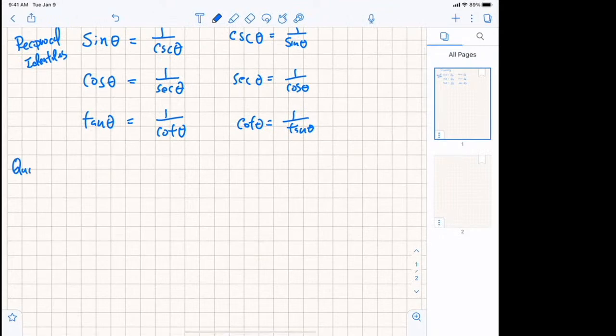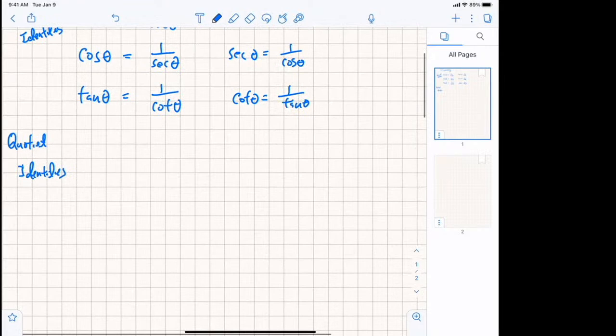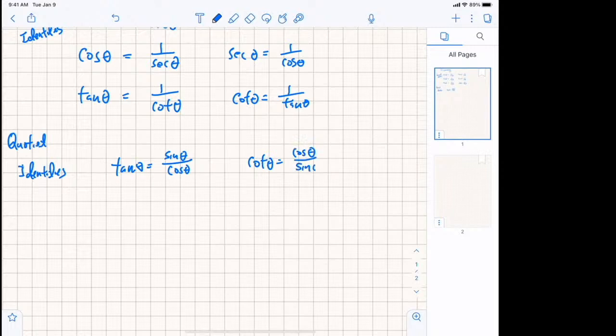There's another one, the quotient identity. Tangent theta is equal to sine theta over cosine theta. And cotangent theta is equal to cosine theta over sine theta. Those should be the ones you already know, and they are very commonly used.